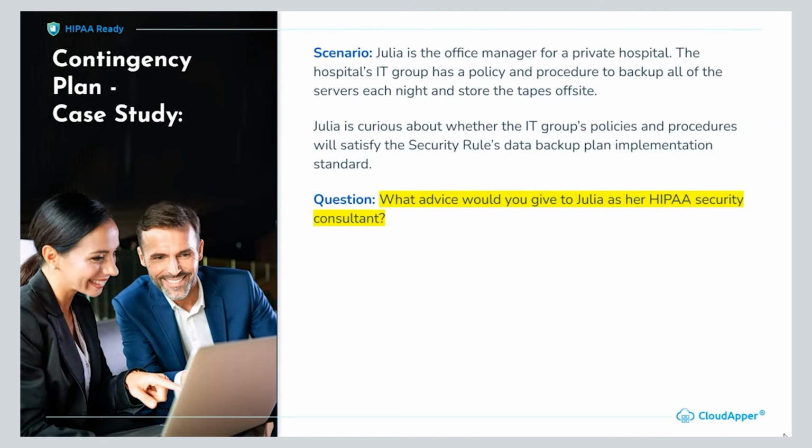Julia is the office manager for a private hospital. The hospital's IT group has a policy and procedure to back up all the servers each night and store the tapes off-site. Julia is curious about whether the IT group's policies and procedures will satisfy the security rule's data backup plan implementation standard. What advice should you give to Julia as our HIPAA security consultant?